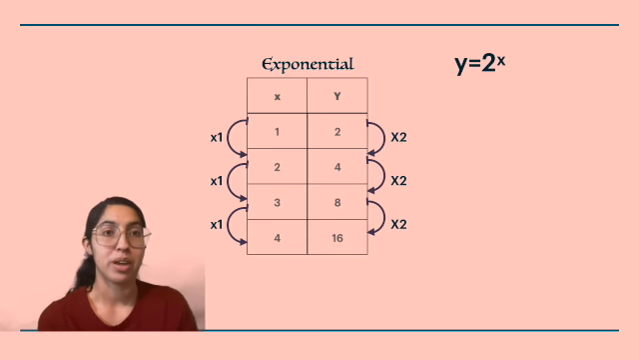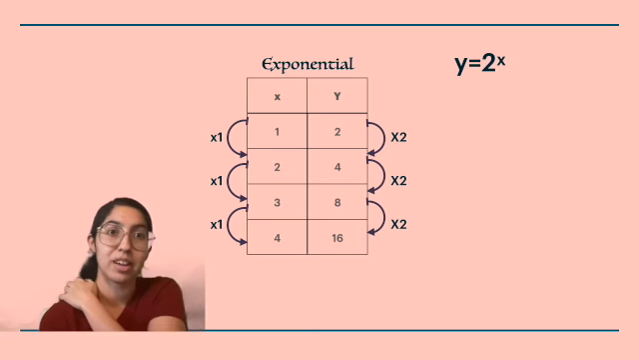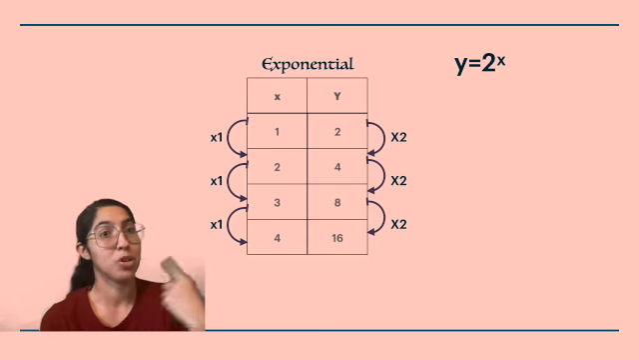So this would be y equals 2 to the power of x. Because if I see I have 2 to the power of 1 is 2. 2 to the power of 2 is 4. 2 to the power of 3 is 8. 2 to the power of 4 is 16. So we're doubling it the whole time. So that's how you can tell if it's exponential, if I multiply by the same thing.